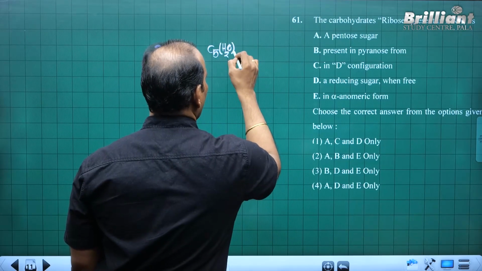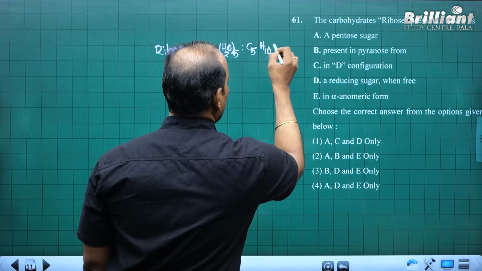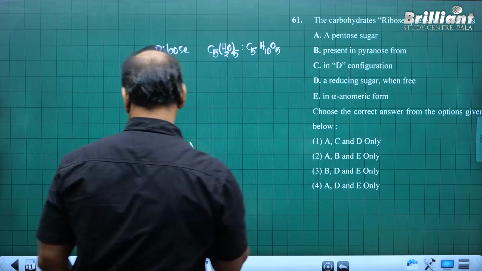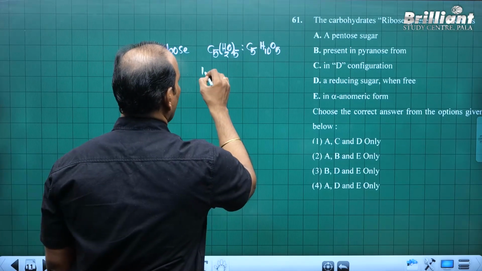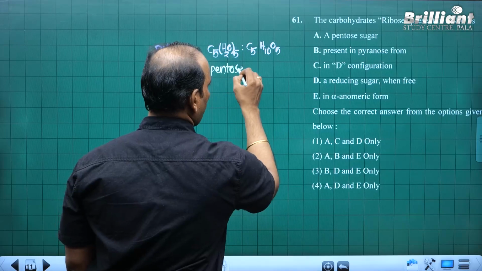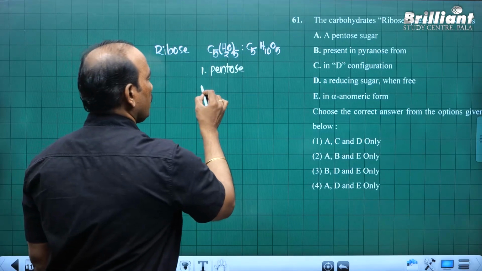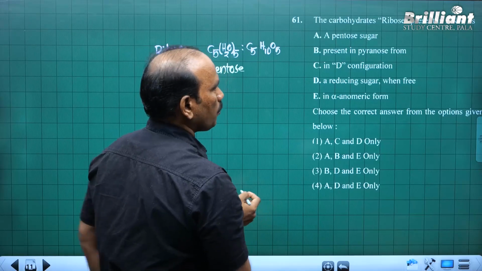C5H10O5 is a pentose. Next one: here, two types of structures are there, pyranose structures and furanose structures.